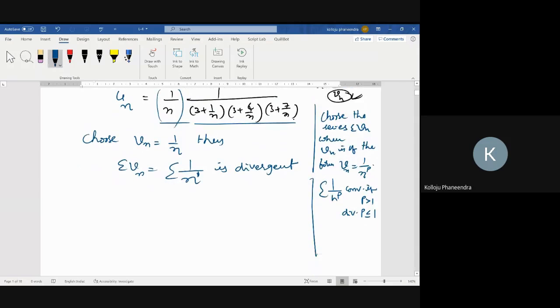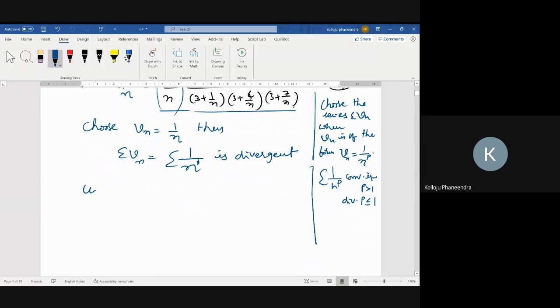Okay, now let me apply the limit comparison test. For the limit comparison test, what do I have to find first? The ratio Un by Vn. Just wait.